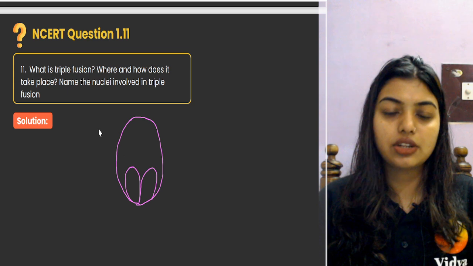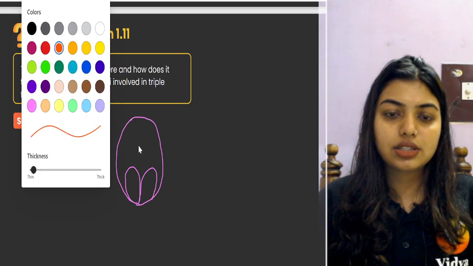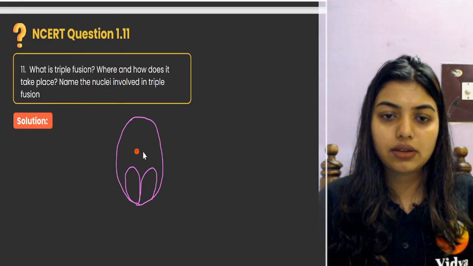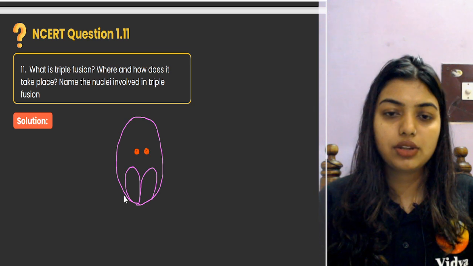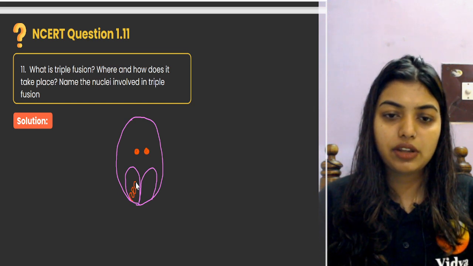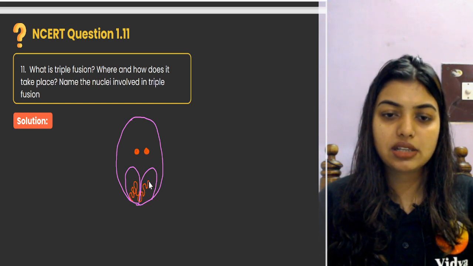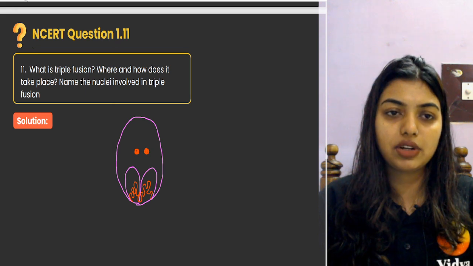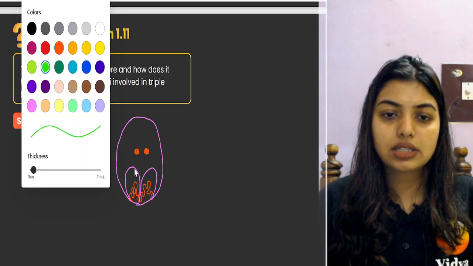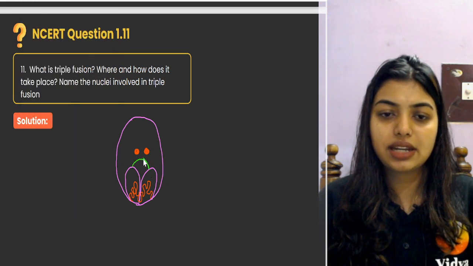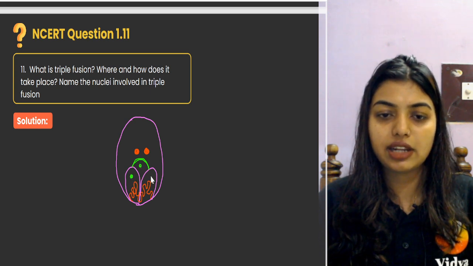Okay, this is your synergids. And this is your polar nuclei. Okay, this is your polar nuclei. Now this is the filiform apparatus. The filiform apparatus is very important when you're talking about double fertilization, because this is the fellow who will be like, come inside, have some tea and samosa, all this fellow only will tell.